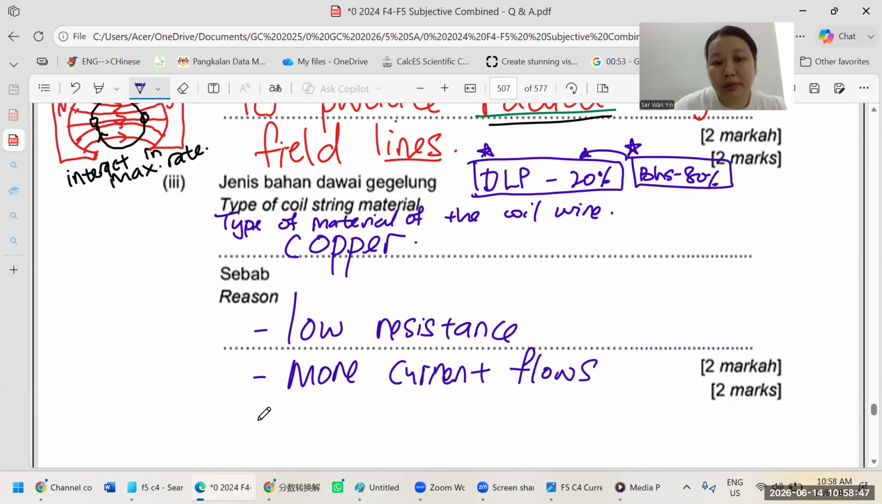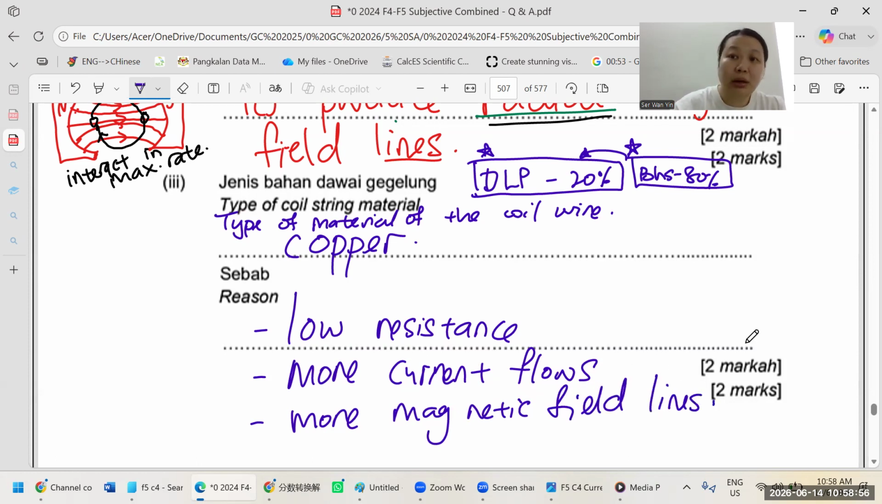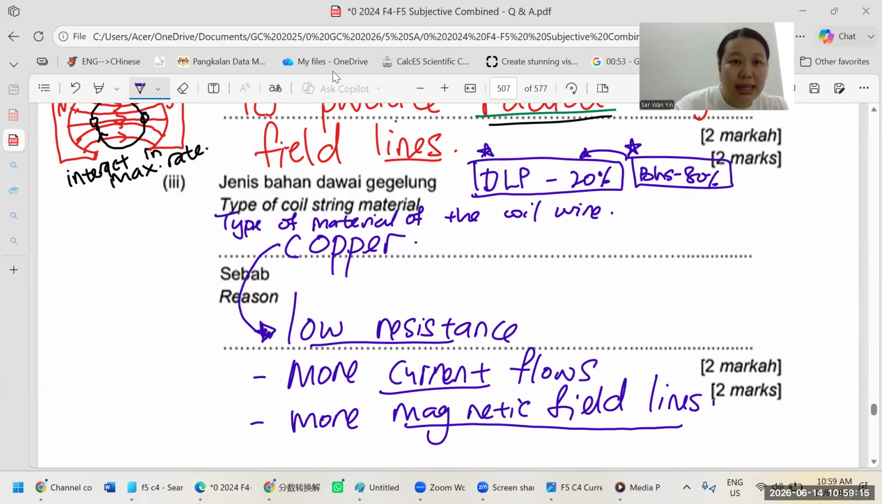Why more current flows? More magnetic field lines. The consequence, you can see that. We want more magnetic field lines, which means we must have more current flow. How? Low resistance. Of course, the direct one is copper, low resistance. Constantan, very good.